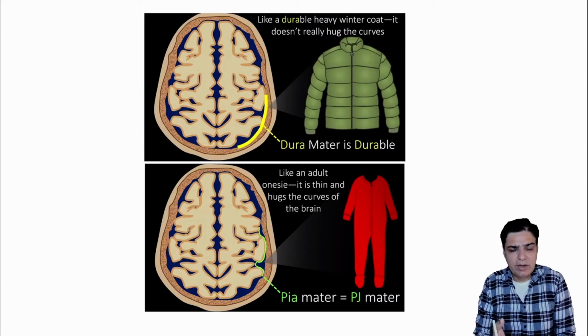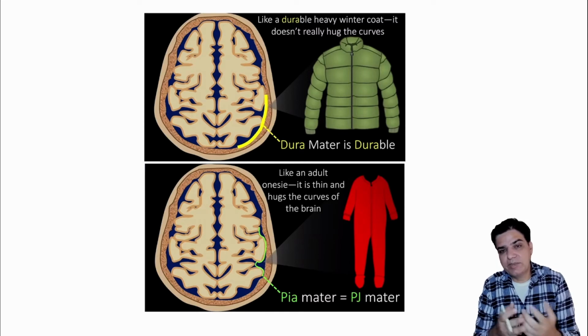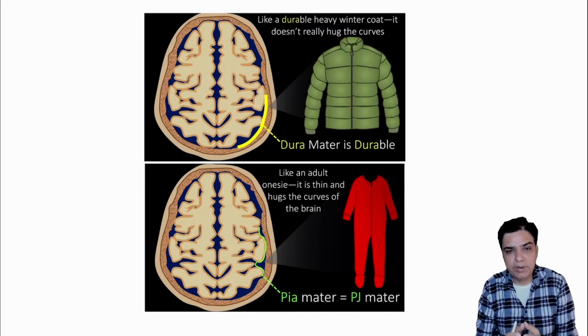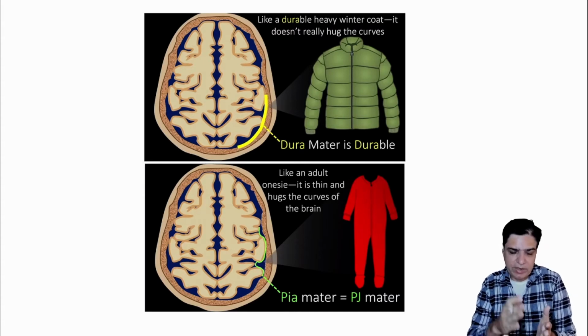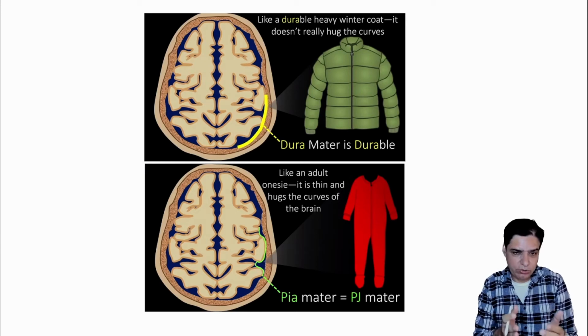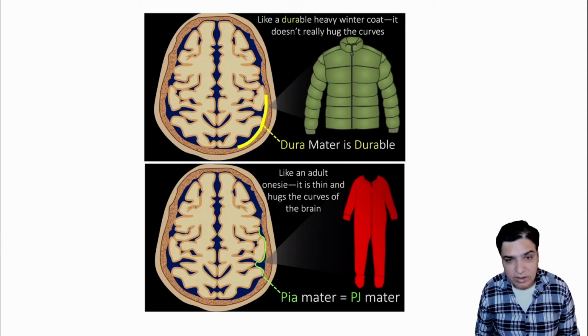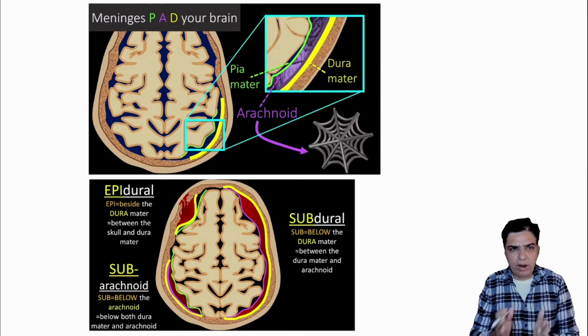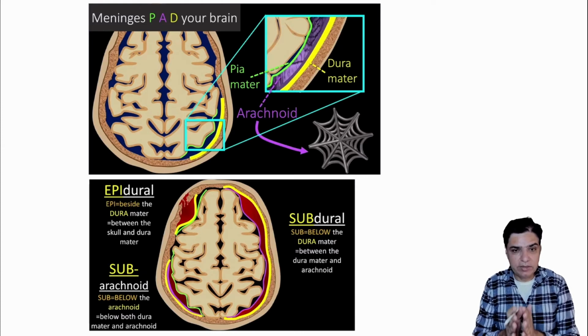So the same analogy can be applied for the brain as well. The pia mater is just like the PJ matter, like pajamas, and it hugs the surface of the brain throughout all the curves, the sulci and the gyri. So that is the innermost layer. In between the outer tougher dura and the innermost pia, you've got another layer which is known as the arachnoid mater. So remember, from outside to inside, you have the dura mater, the arachnoid mater, and the pia mater.